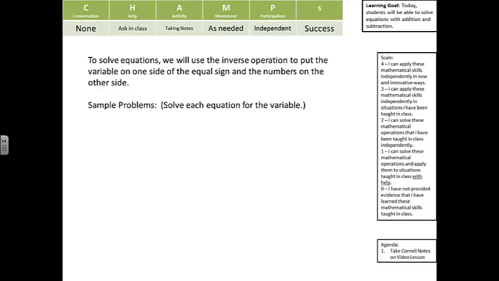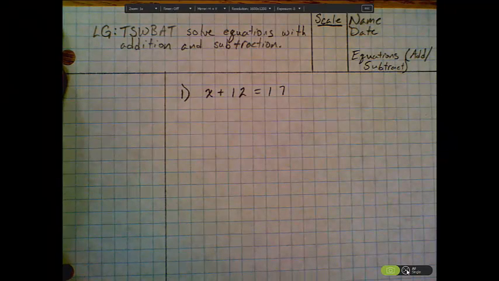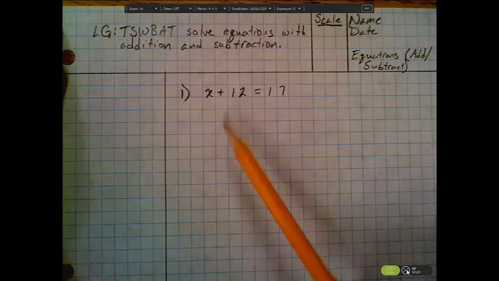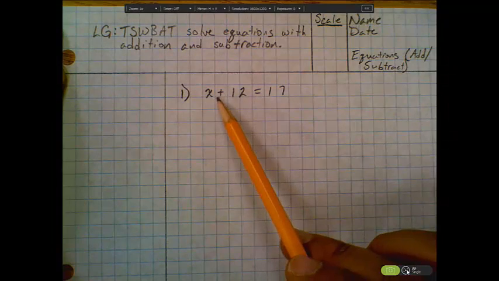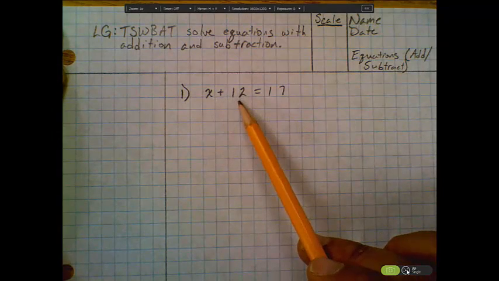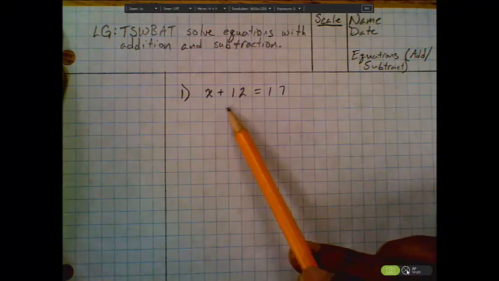So here's some simple problems. We're going to start off with x plus 12 is equal to 17. I've gone ahead and written the equation here. X plus 12 is equal to 17. We said we're going to use the inverse operation. In this case, we have a positive 12, so that means we're going to subtract 12.